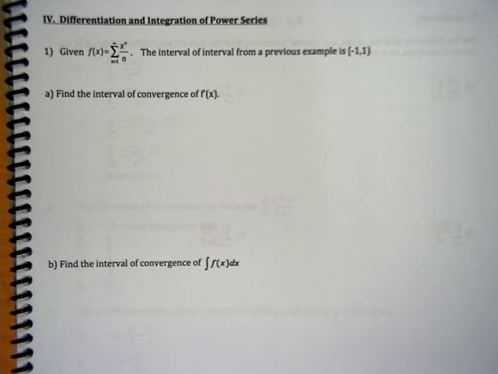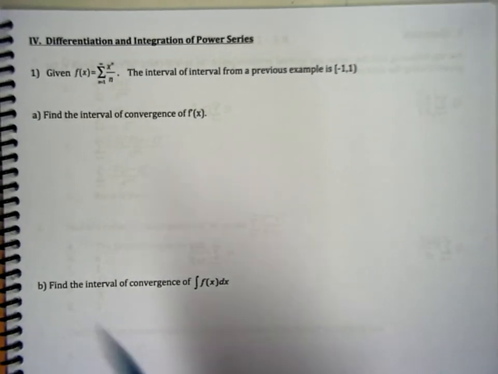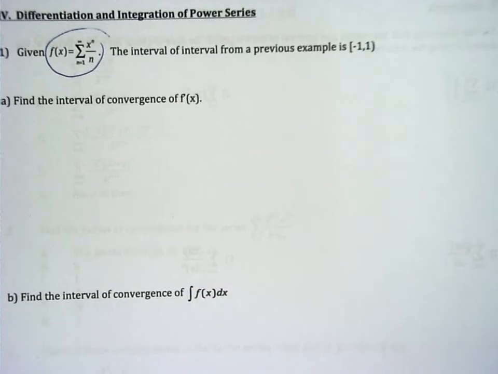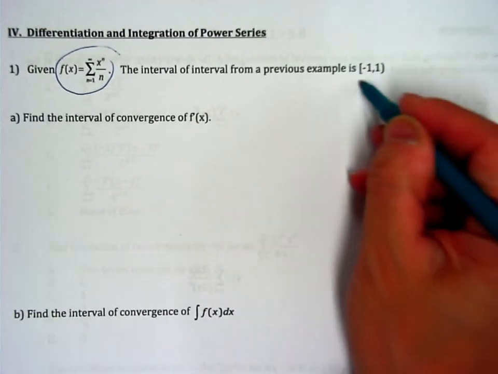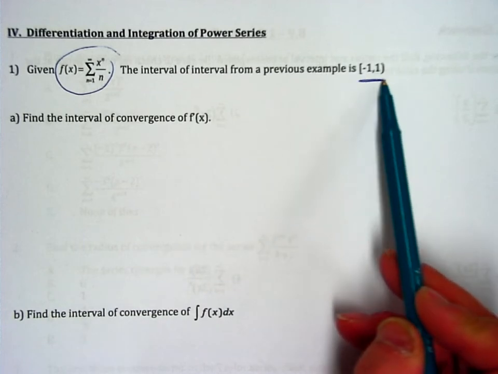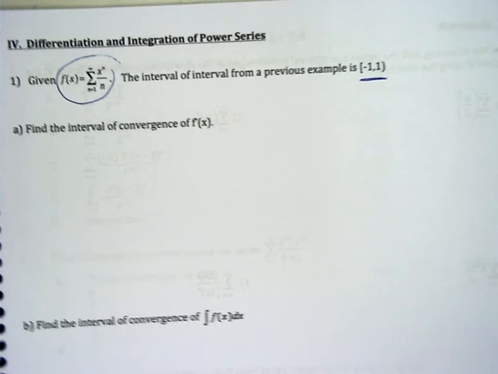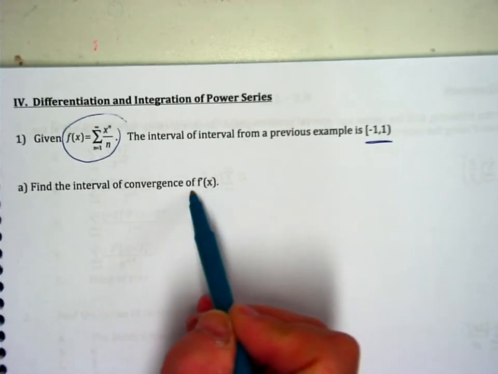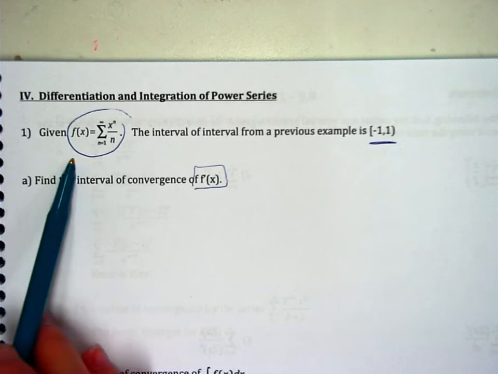In this video, we're going to learn what happens to the interval of convergence in a series when we take the derivative or we take the antiderivative. So in a previous problem, we had looked at this function, x to the n over n, and we had figured out that the interval of convergence is from -1 to 1, including -1, but not including 1. So now what we want to do is try to find the interval of convergence of the derivative of this function.